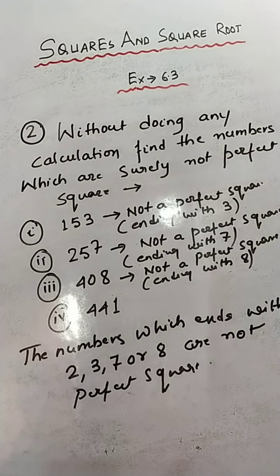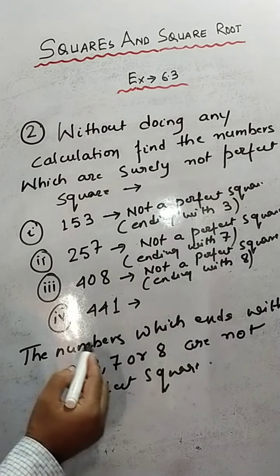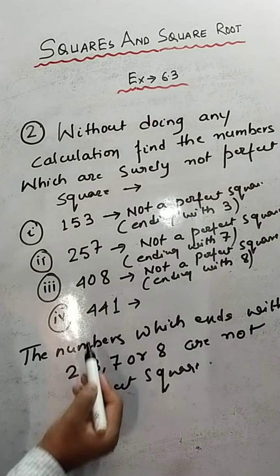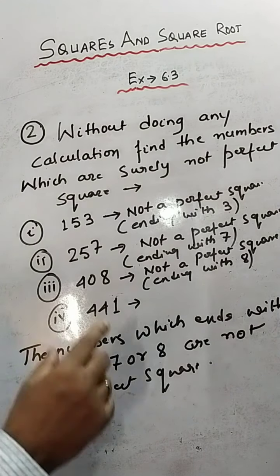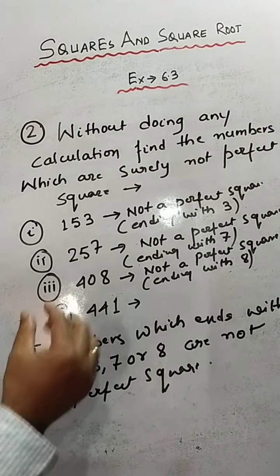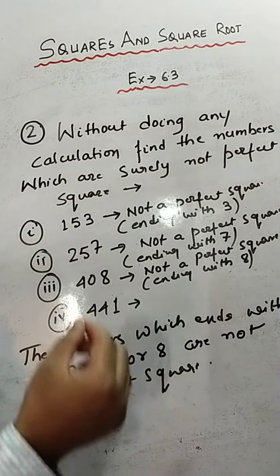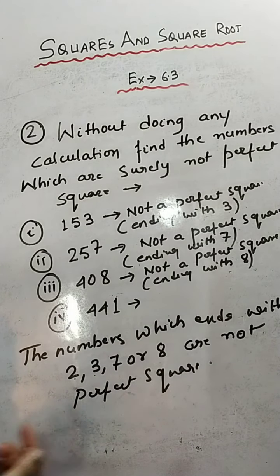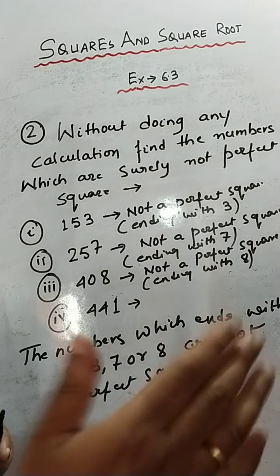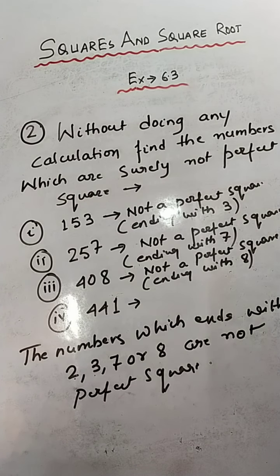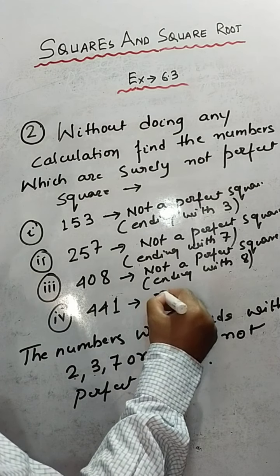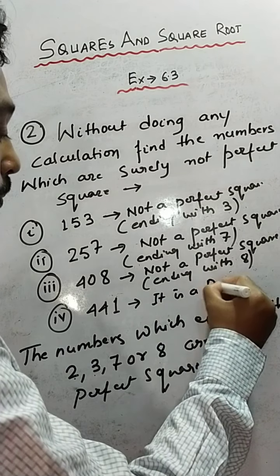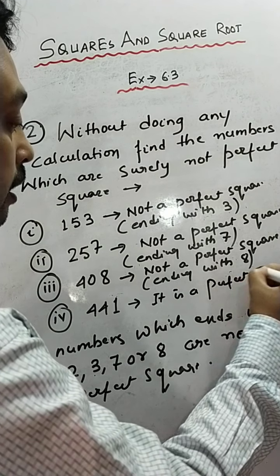Now what about the last one? The last one is 441, a perfect square number. Yes, it is a perfect square number, because you see what the last digit is. Numbers ending with 2, 3, 7 and 8 are not perfect squares, and we have also learned that numbers which end with an even number of 0s, or with 1, 4, 6, 9 could be a perfect square number, isn't it? So this number is ending with 1, so we can say it is a perfect square number.